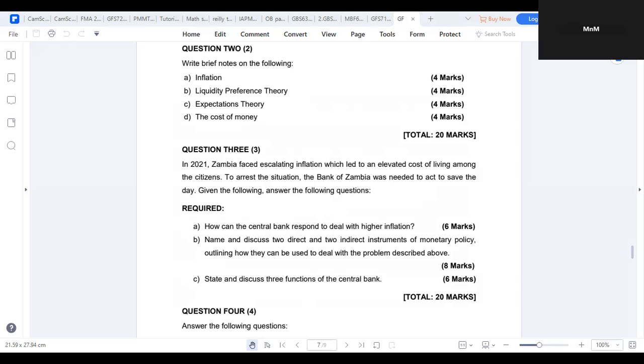The other one is direct controls by direct lending regulation. So Bank of Zambia can impose direct lending restrictions on commercial banks, like limiting the amount of credit they can extend to certain sectors. So this will reduce the supply of credit.